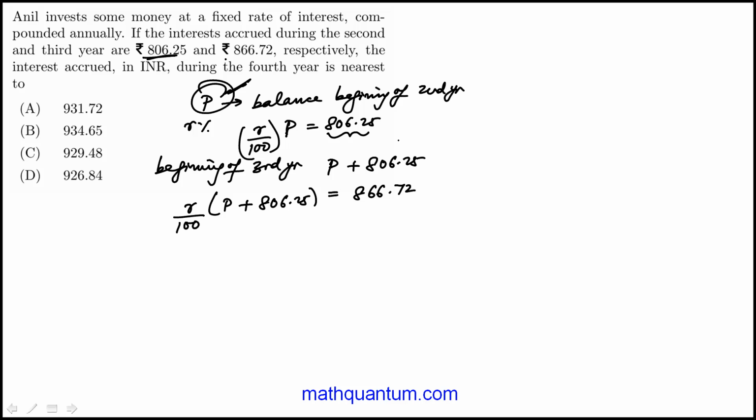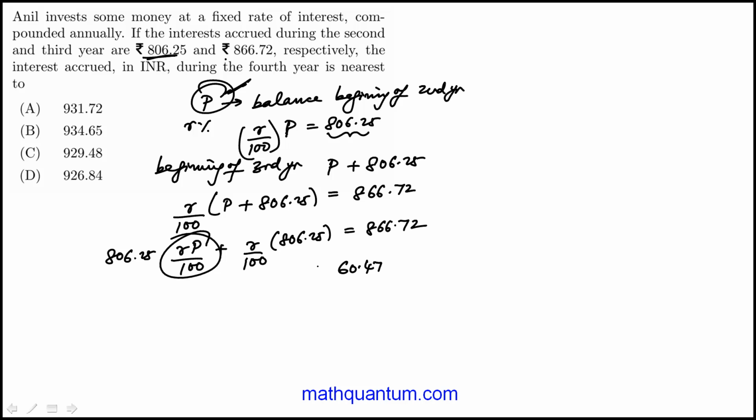So I have two equations, and I can figure out R and P. If I distribute that R, you'll see that this piece is 806.25. So I can figure this out. The 866.72 minus 806.25 is 60.47, and that's R over 100. So you can just do this computation.